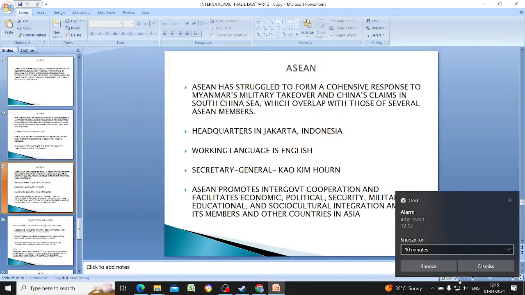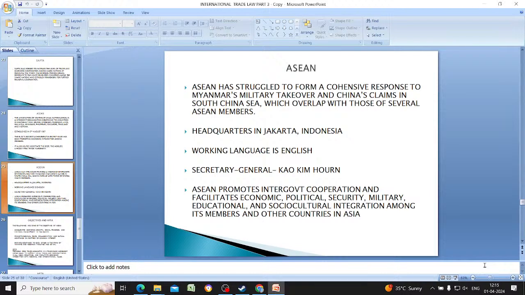Its headquarters is in Jakarta, Indonesia, the working language is English, and the secretary general is Kao Kim Hourn. ASEAN promotes intergovernmental cooperation and facilitates economic, political, security, military, educational, and sociocultural integration among its members and other countries in Asia. So all these things are done between the member nations in order to promote harmony and integrity between them.